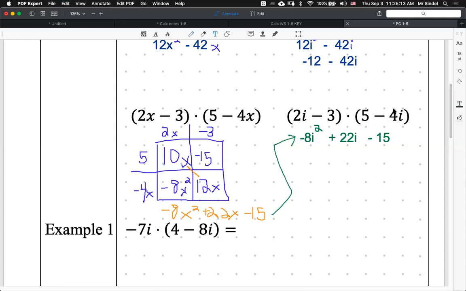So there's a lot of work there that I need to catch up on. Negative 8 is now going to be multiplied by, instead of I squared, negative 1. I still have all this other plus 22i minus 15. And then after that, you said we're supposed to turn this into positive 8. So 8 plus 22i minus 15. And then you also added the 8 and the negative 15 and got negative 7. So you said the final answer is 22i minus 7. Did I get all that correct, Ellery? Yeah, that's what I did.